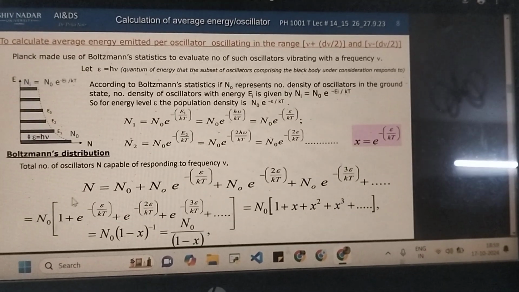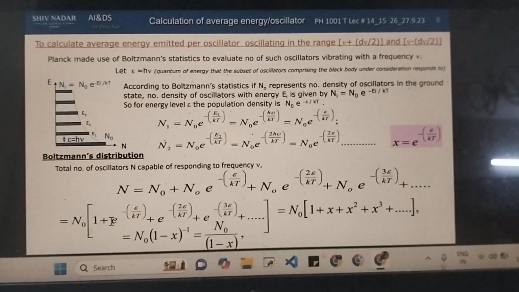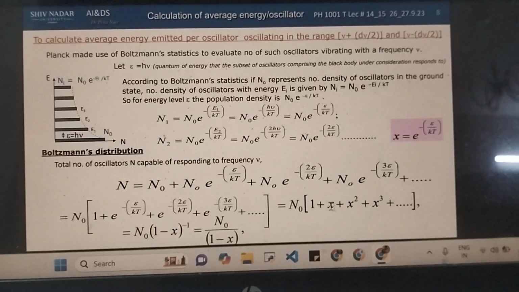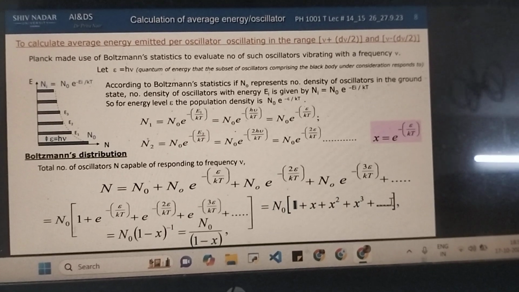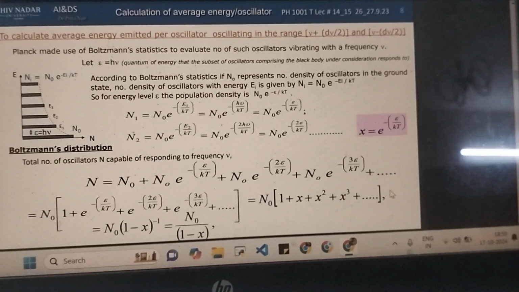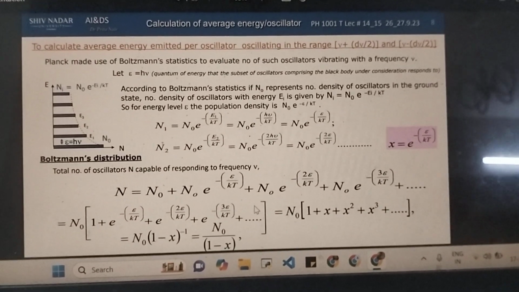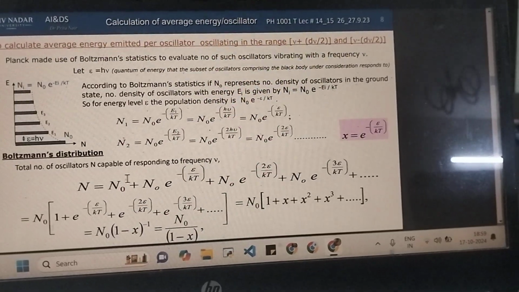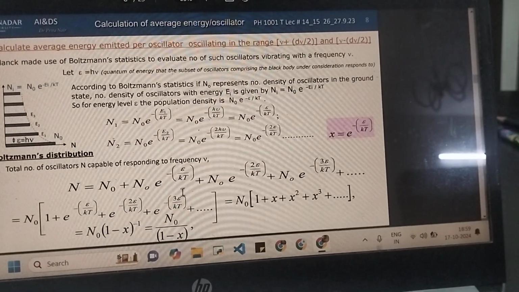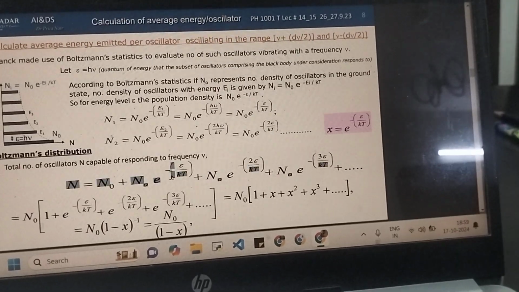Now if you look carefully at this expression, you will notice that it is of the form 1 plus x plus x squared plus x cube. It is of that pattern, and when you have an infinite series of this pattern, it is equal to 1 by 1 minus x. Basically, what does this expression give us? n0 divided by 1 minus x, where x is equal to e^(-epsilon/kT).